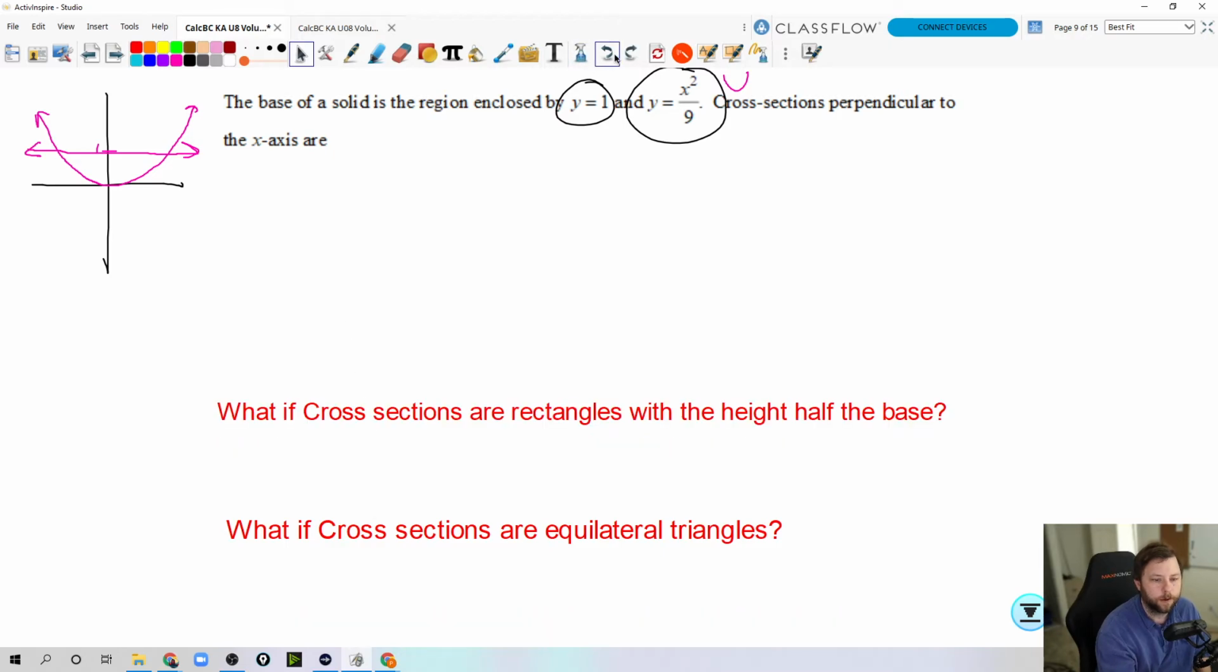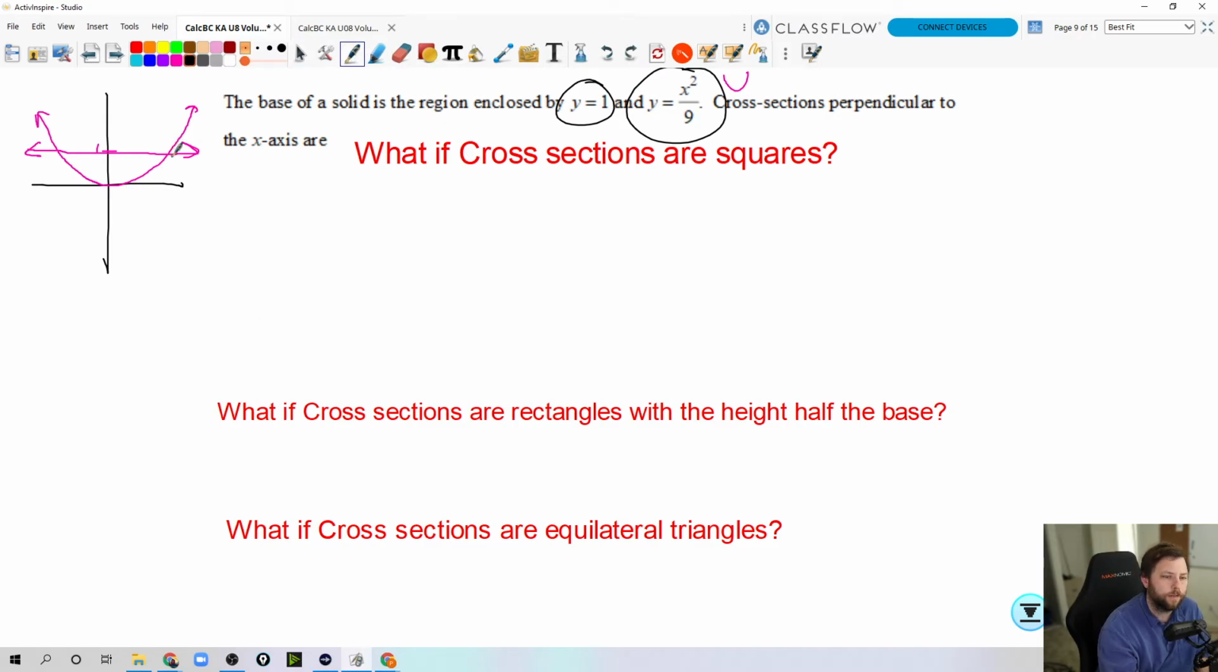Okay, let's actually go backwards. What if the cross sections are squares? I'll do all 3 of these. Why not? So I've got to figure out what these endpoints are right here and here. I'm going to set these equal to each other. So y: 1 is equal to x squared over 9. Let's solve for x. Multiply by 9 on both sides.